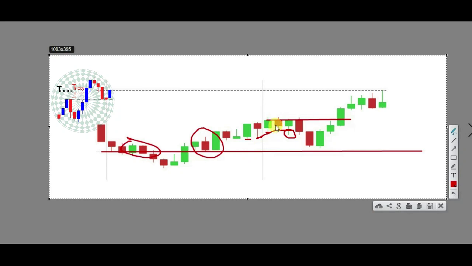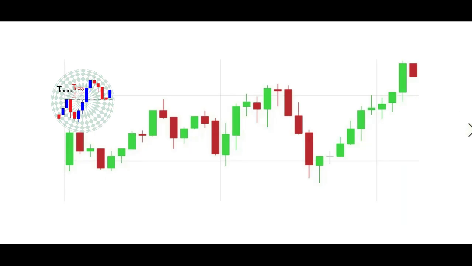In the previous 4 or 5 candles there is no new low, but in this candle we can see a new low and the candle closes at the sellers' area. That's the reason we can see a strong sellers' entry. Okay, so let me show you another example here.